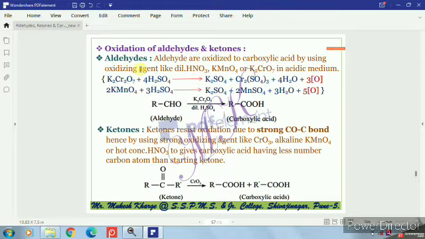Here an aldehyde undergoes oxidation to the corresponding carboxylic acid having the same number of carbon atoms by some oxidizing agent such as dilute HNO3 nitric acid, KMnO4 potassium permanganate, or K2Cr2O7 potassium dichromate in acidic medium. So why are these different reagents used? Let us see. K2Cr2O7 reacts with an acid like sulfuric acid. It will give potassium sulfate K2SO4, chromic sulfate Cr2(SO4)3, water and 3 O.